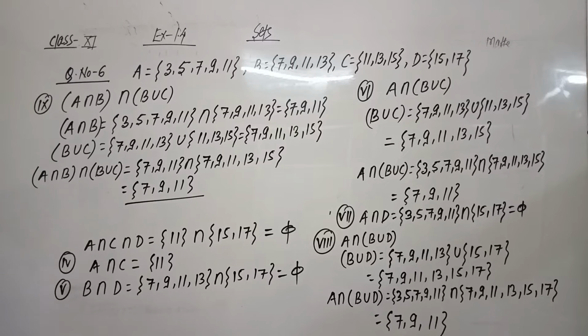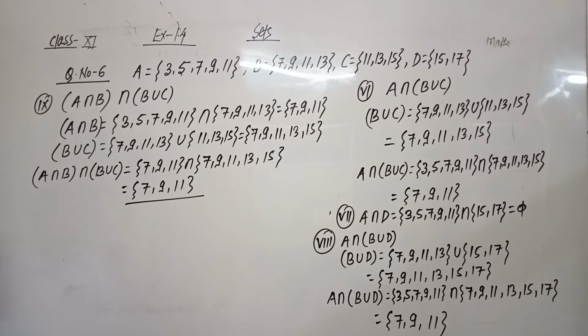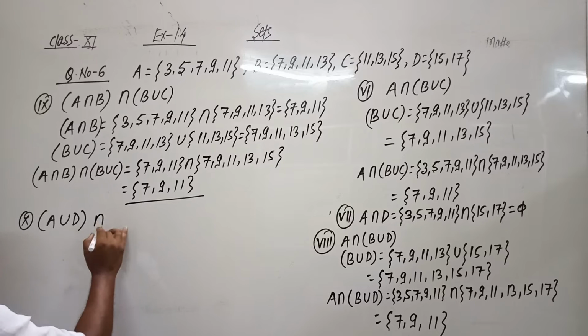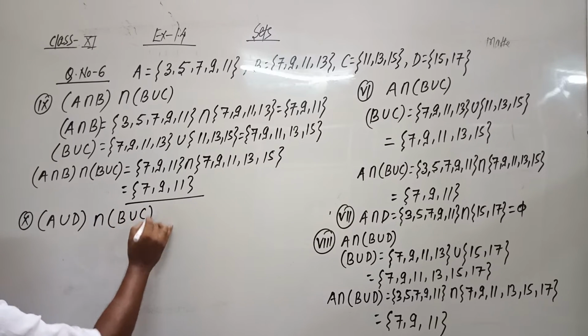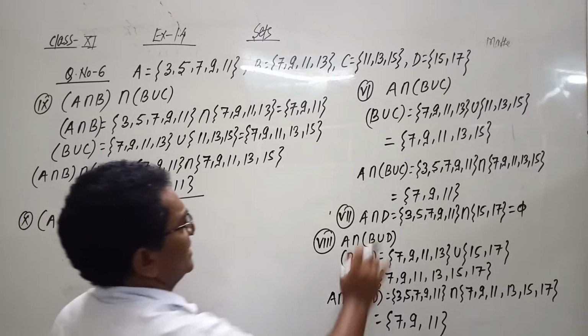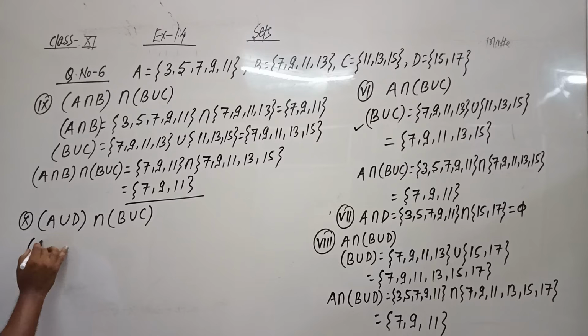Now part 10. We have to find A union B intersection B union C. So B union C already we have calculated. B union C. We find A union B.